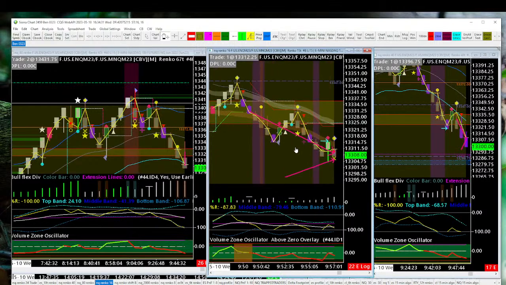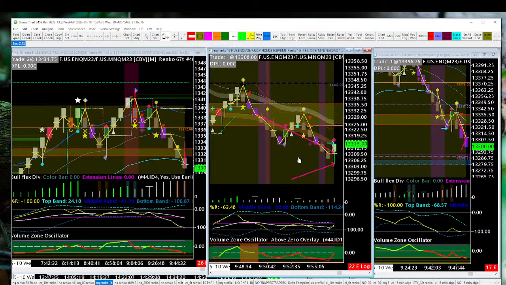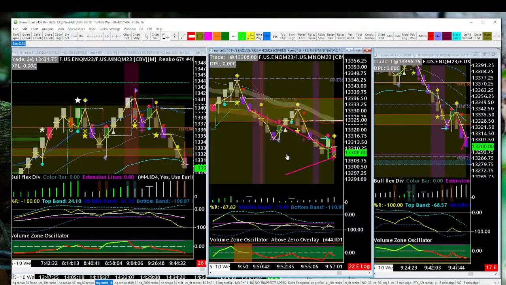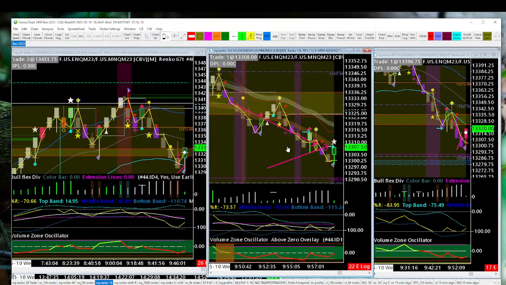Here, 1, 2, 3, right? And then it comes back up, right? Now it hit negative 100 here. So 1, 2, and then we don't get any further. So with only 2 bars at the bottom, it's like flatlining, you can kind of see it here.